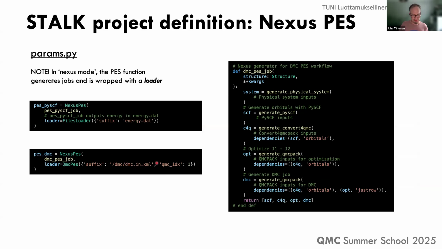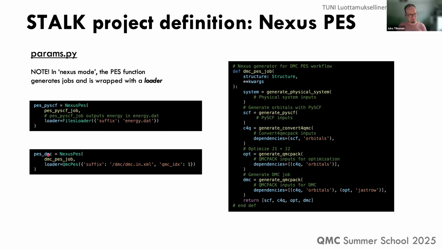About the modes of operation, if we are using Nexus, though, that was native Python really. In Nexus mode, we provide a job generating function and then a consistent loader. So for instance, here we write the energy to a file, and the loader then loads it afterwards, because PySCF doesn't return the energy like that.